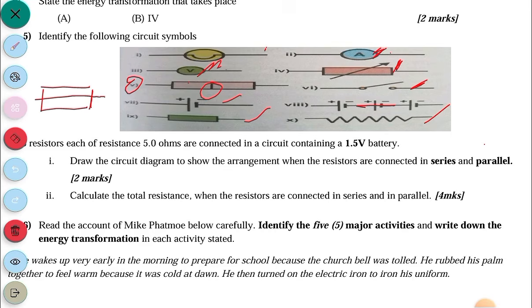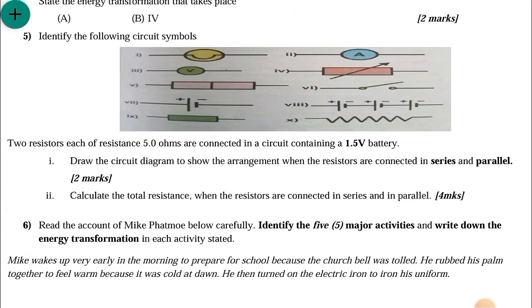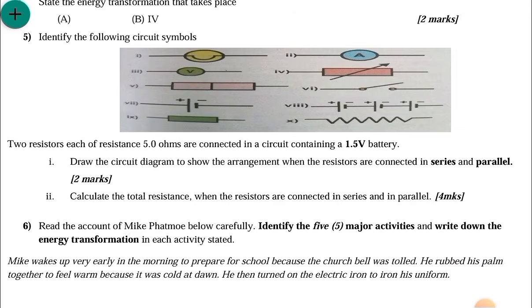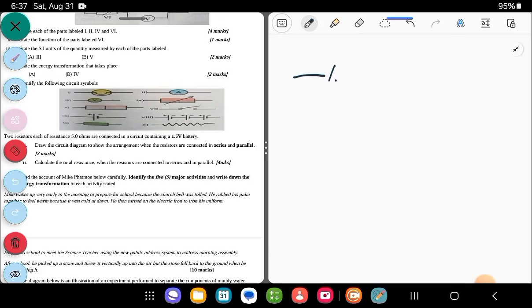So we have a question here. I need to go to the drawing board to draw what you have, because that's what you are supposed to do. You are supposed to draw two resistors with resistance 5.0 ohms connected in a circuit containing a 1.5 volt battery. So it says draw a circuit diagram to show the arrangement, series and parallel.